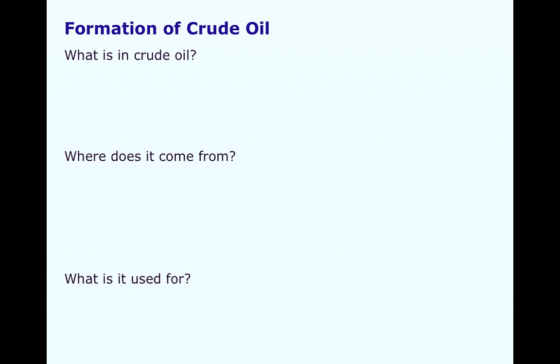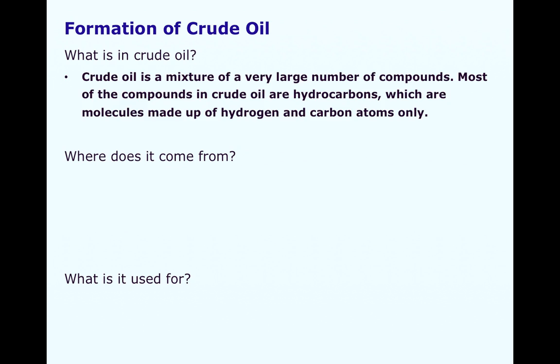I hope you enjoyed the video. Now let's have a look at the answers to these questions. What is in crude oil? Well, crude oil is a mixture of a very large number of compounds. Most of the compounds in crude oil are hydrocarbons, which are molecules made up of hydrogen and carbon atoms only.